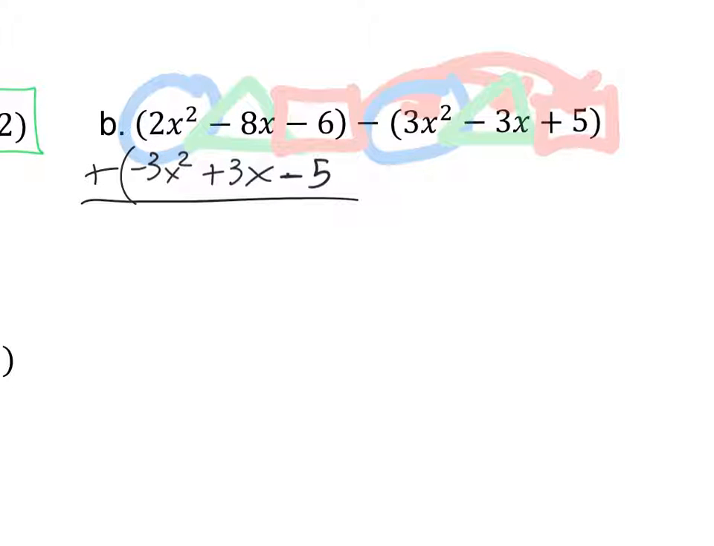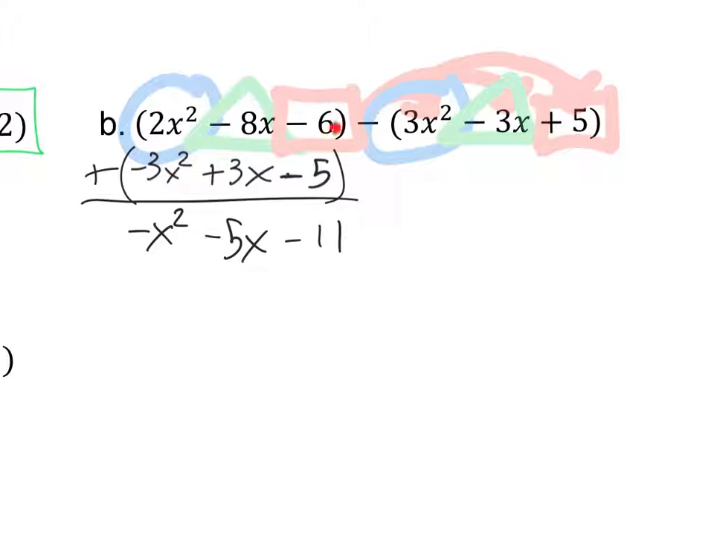That's it, just like adding that whole thing. So I could just go straight down. 2 minus 3 is negative 1, and I just write that as negative x squared. Negative 8 and positive 3 makes negative 5x, and negative 6 and negative 5 together makes negative 11. This is also one where students can make mistakes, right? A negative 6 and a negative 5.